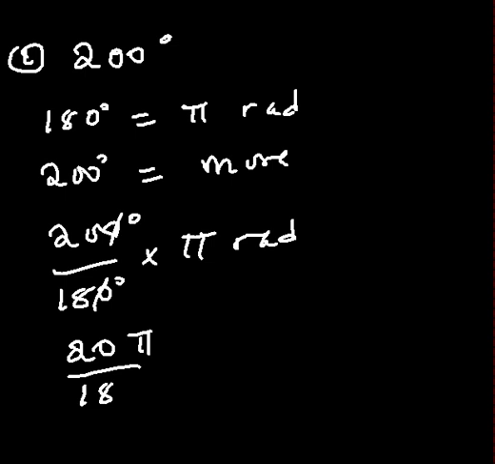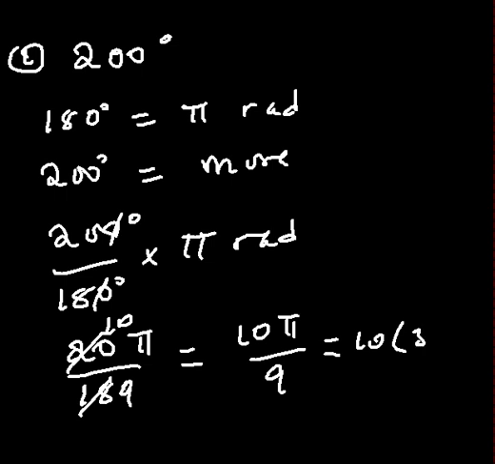Of course, we can express and simplify this much further. 20 divided by 2 is 10, and 18 divided by 2 is 9. This is the same as 10 pi divided by 9, or else we can substitute the value of pi, which is 22/7, which is 3.14, and have it as 10 times 3.14 divided by 9. You can have it in rad.